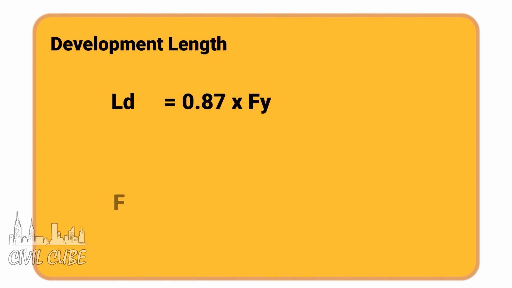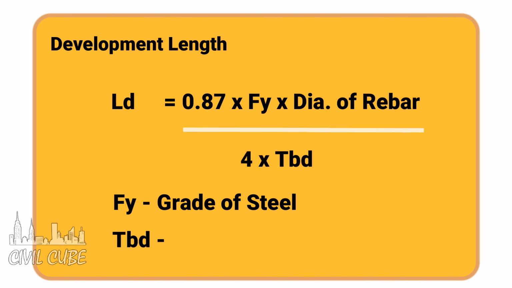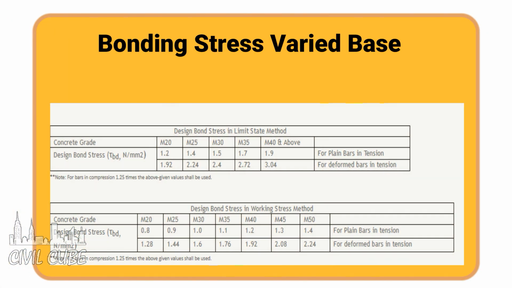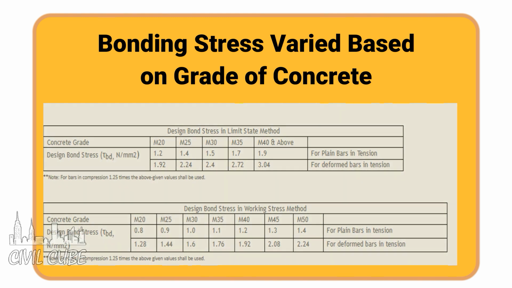To find out the development length, we have a formula: development length Ld equals 0.87 into grade of steel Fy into dia of rebar, divided by 4 into tau bd. This tau bd is known as the bonding stress of concrete. The bonding stress varies based on the grade of concrete, as shown in the IS 456 code book. So based on this value, we can easily find out the development length of rebar.